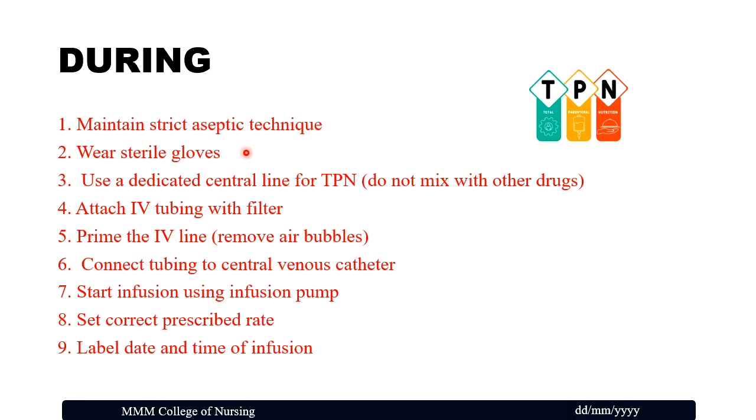During the procedure, what are we supposed to do? Maintain strict aseptic technique. Wear sterile gloves. Use a dedicated central line for TPN. Attach IV tubing with filter. Prime the IV line. Remove the air bubbles. Connect tubing to the central venous catheter. Start infusion using infusion pump. Set the correct prescribed rate. Label the date and time of infusion. So maintain all this during the procedure.